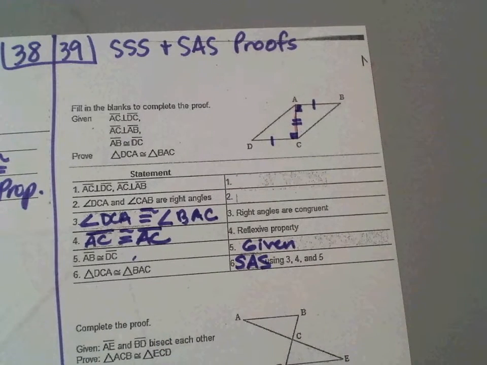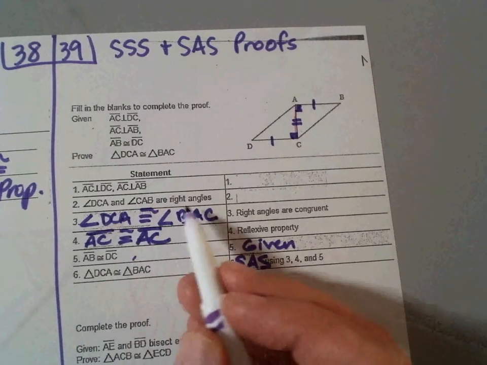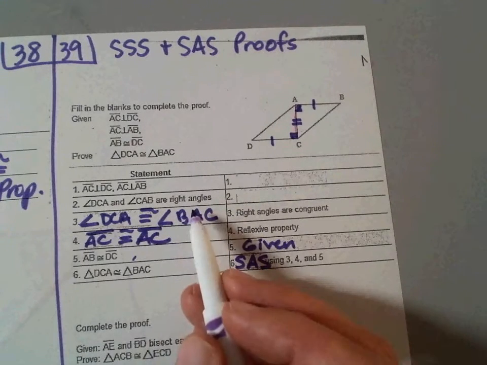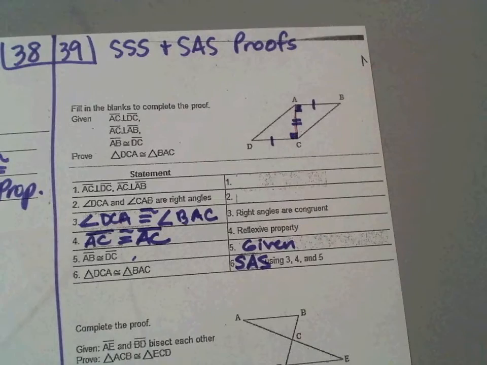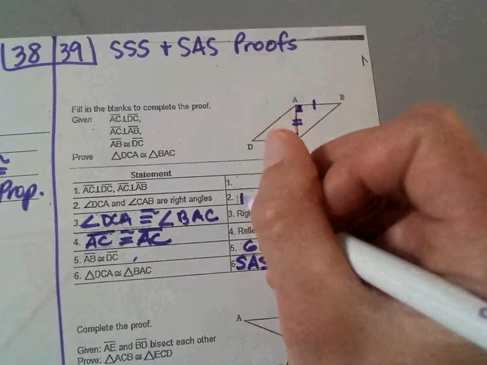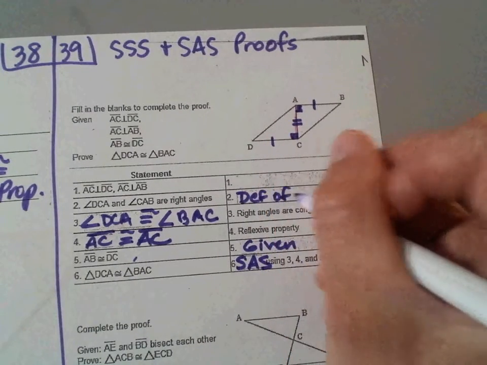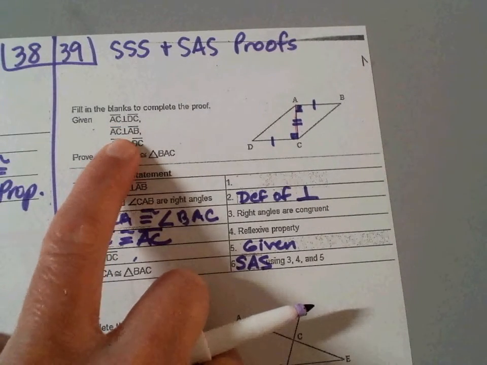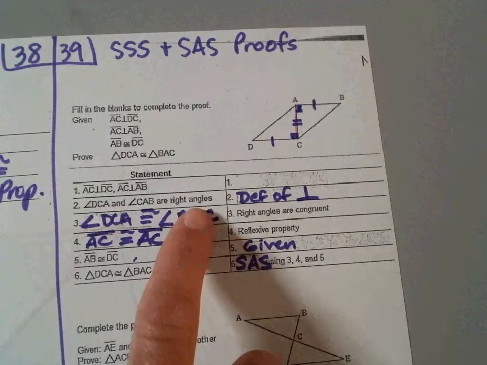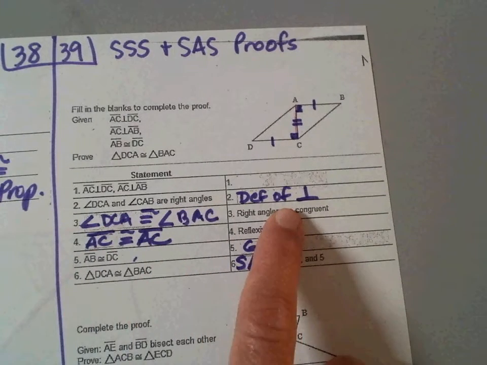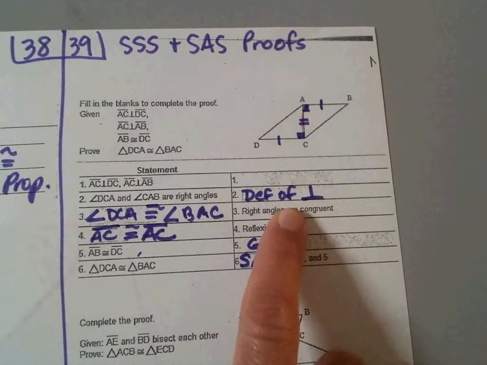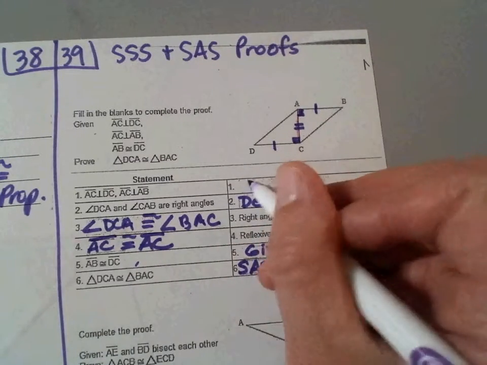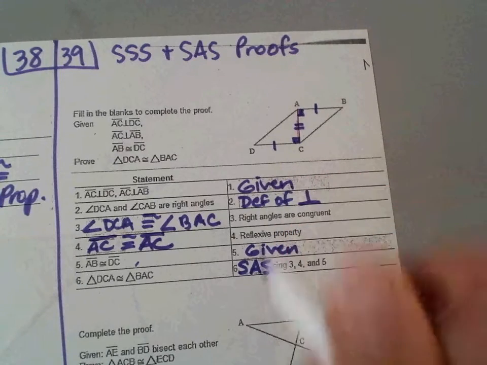Now, number 2 says angle DCA and CAB are right angles. This one's in here just clarifying that it's a right triangle, so you would just say definition of perpendicular. Because remember the way the proof started, it started with these 2 lines are perpendicular. So how did you know they were right angles? Because of perpendicular, definition of perpendicular. All right, we only got one more blank to fill in, and I bet you already know it. Given. All right, cool, good job.